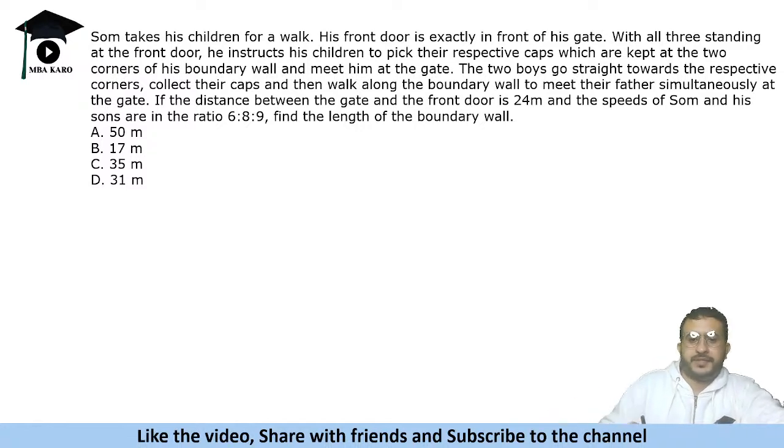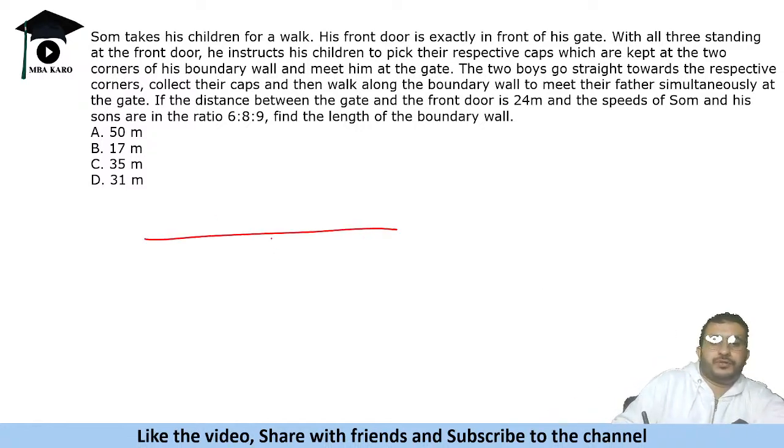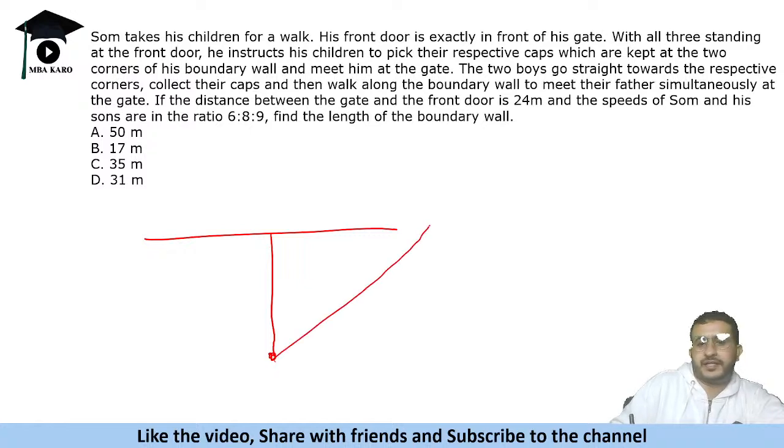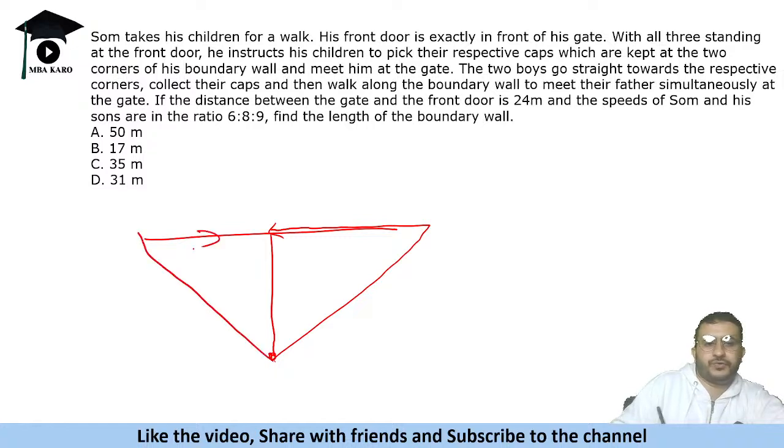So draw this diagram. It is something that you will have to draw. So this is a gate. The person is going straight. One son runs in this direction and then goes like this. Second son runs in this direction and then goes like this. Right? Now it is given that the distance between the gate and the front door is 24. So this is gate and this is the front door. Right? ये gate है, ये door से गेट में भाग है. This is the boundary.